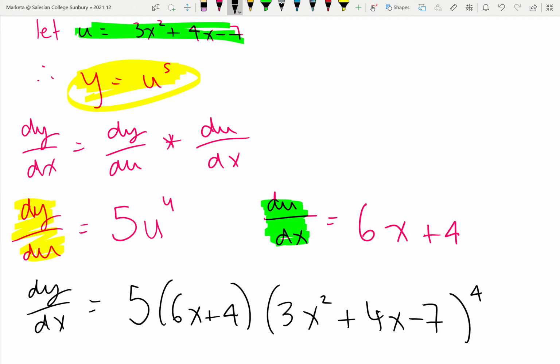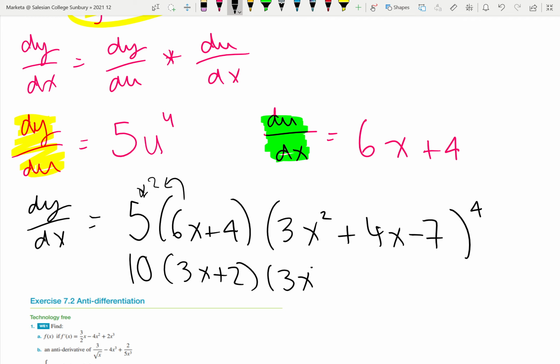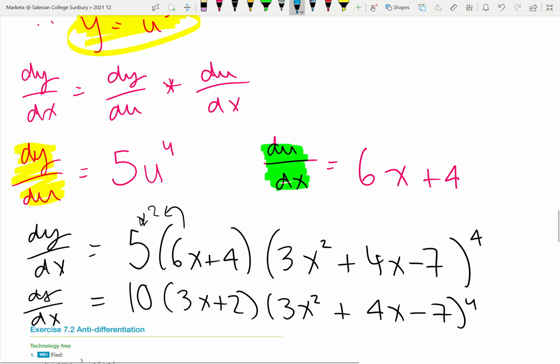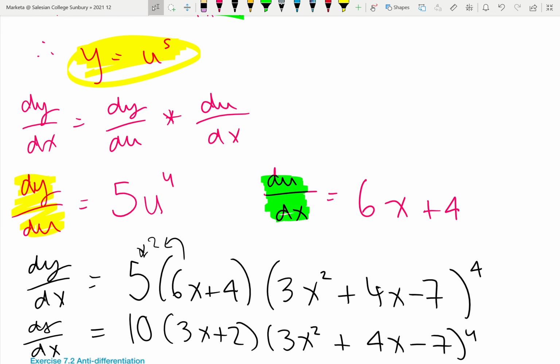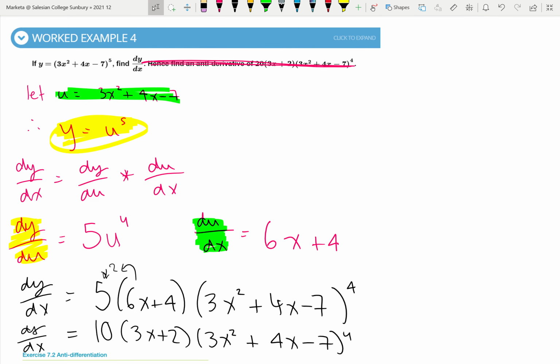All right, so there's my derivative. I might take out a 2 here. If I take a 2 out, I get 10(3x plus 2) times (3x squared plus 4x minus 7) to the 4. Now that I've derived that, the next part of the question must have something to do with it, and is in fact quite similar. So let's make it a little smaller so we can see, and let's delete that. Now let's go for this part.